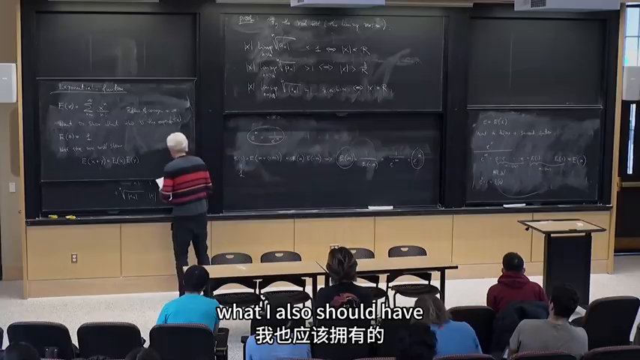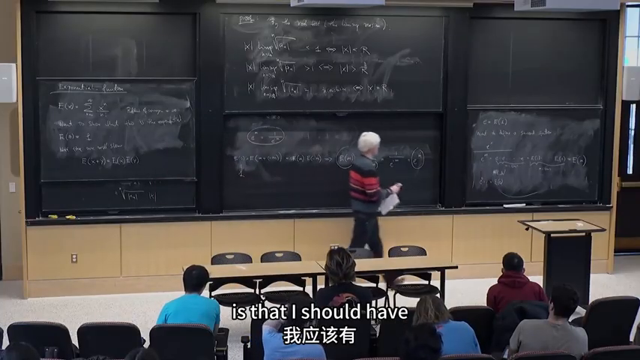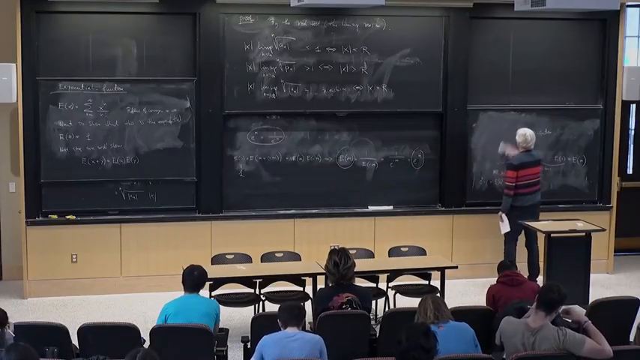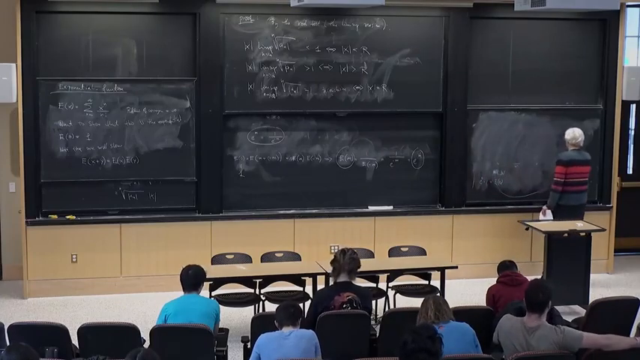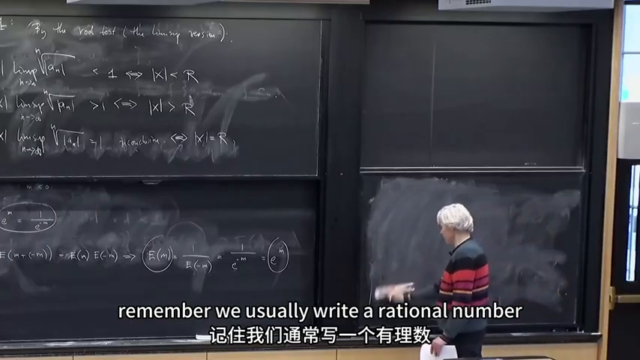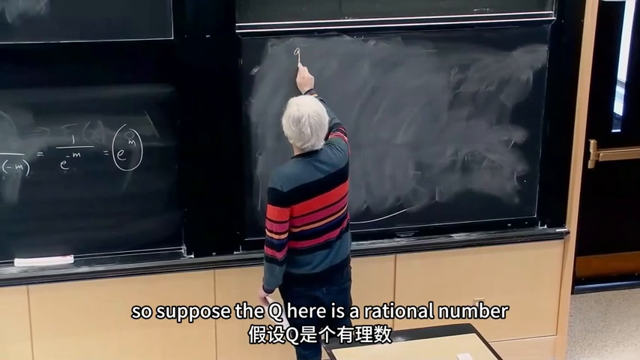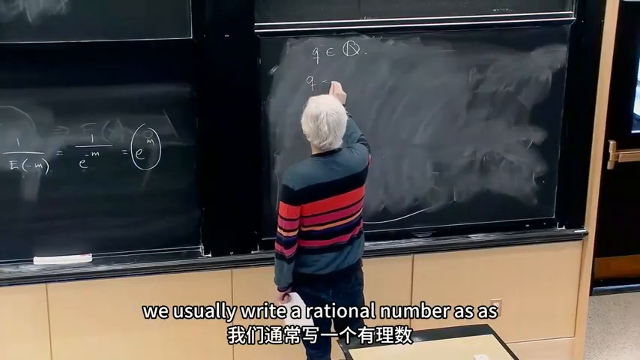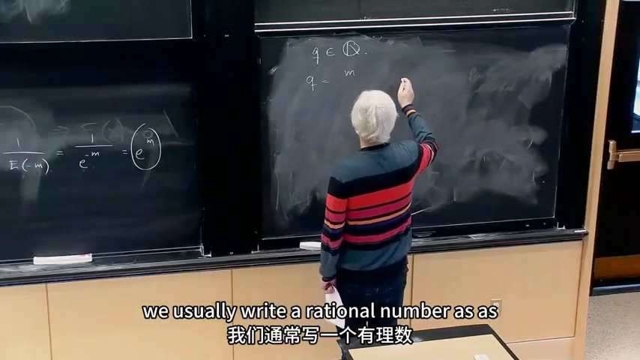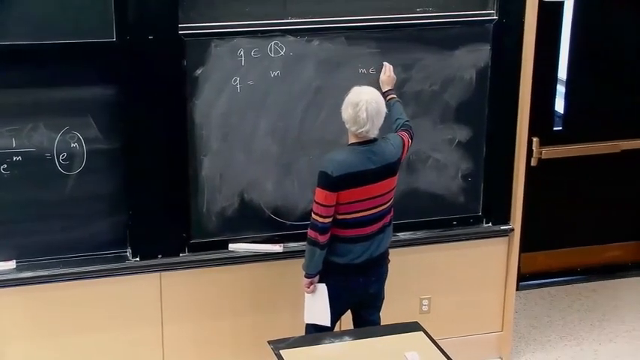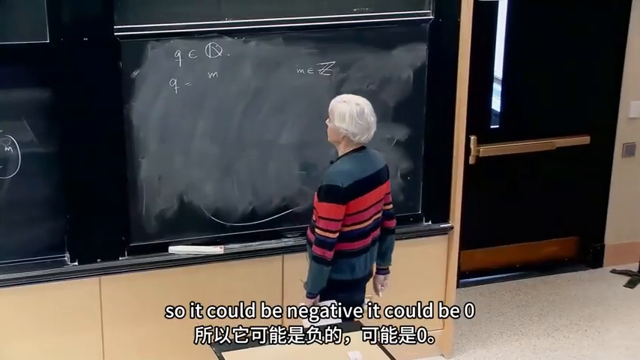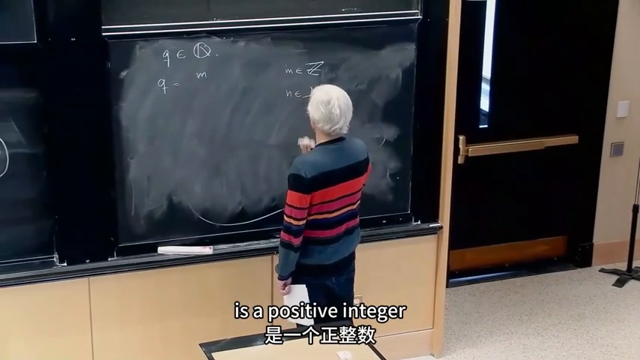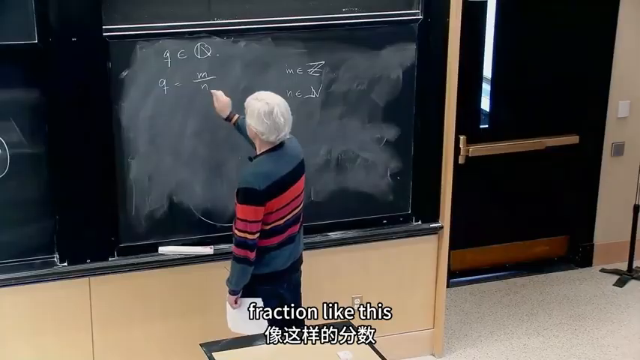Now, what I also should have is, suppose you're looking at a rational number. So suppose that q here is a rational number. We usually write a rational number as an element in the integers, so it could be negative, it could be 0, over n, where n here is a positive integer. So a fraction like this.